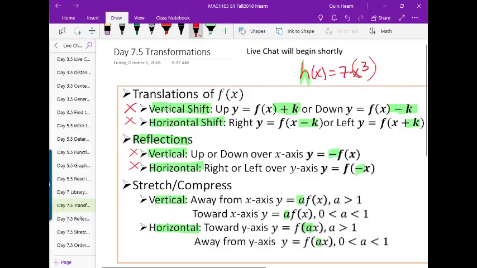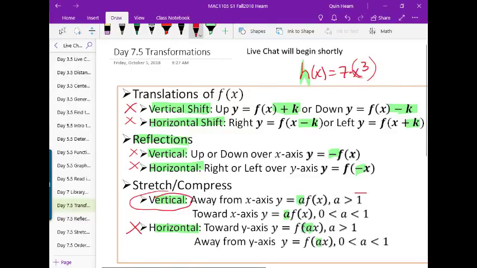Okay, it's on the outside, not the inside, so it's not a horizontal stretch or compress. It's a vertical stretch or compress. And which one is it? Stretching away or compressing toward the axis?